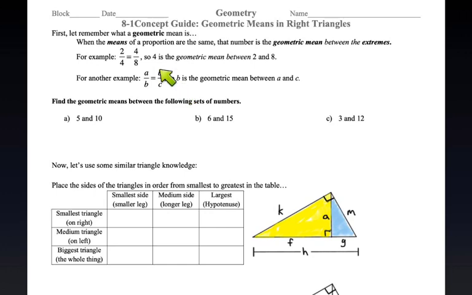With variables, a over b equals b over c, so b is the geometric mean between a and c. That's what it means to be a geometric mean.